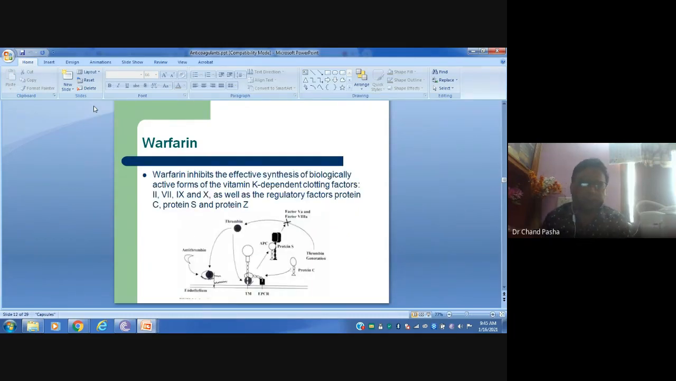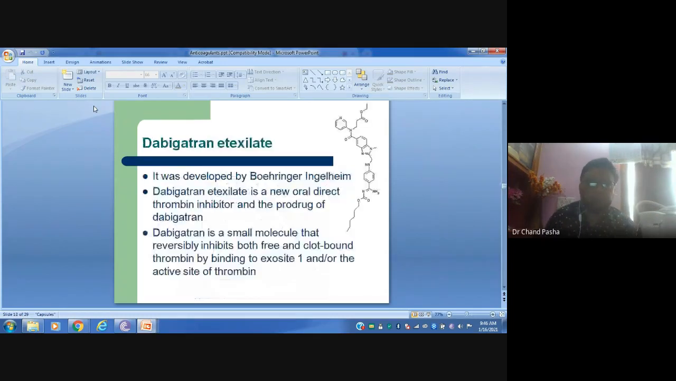See, vitamin K works on factor 2, factor 7, factor 9 and factor 10. Factor 2 is such a crucial one. And along with that, it works on protein C, protein S and protein Z also, which are very important. Protein C has very important regulatory activities.